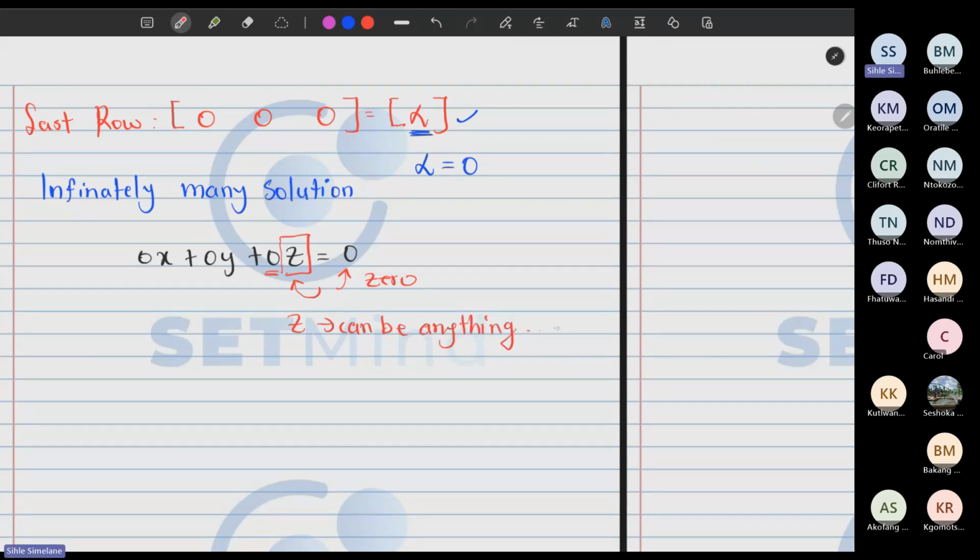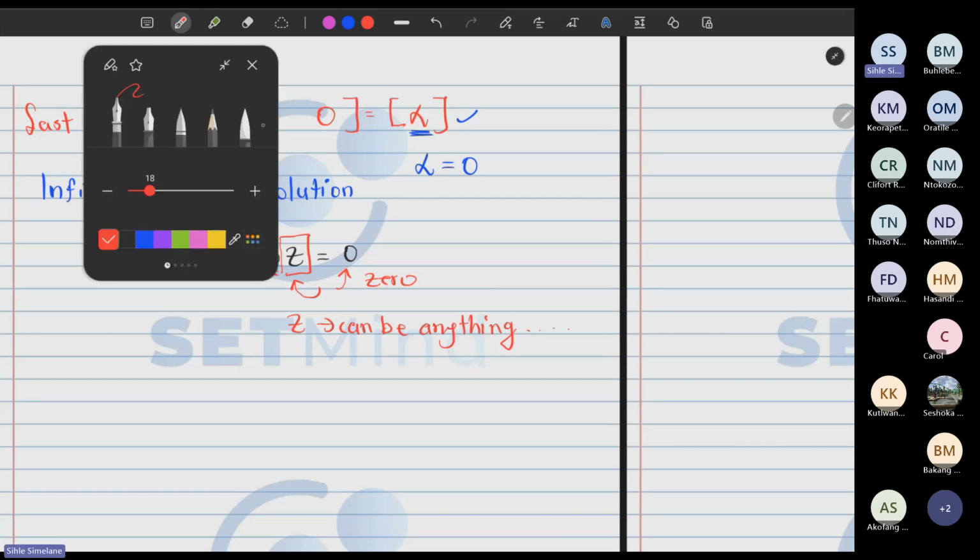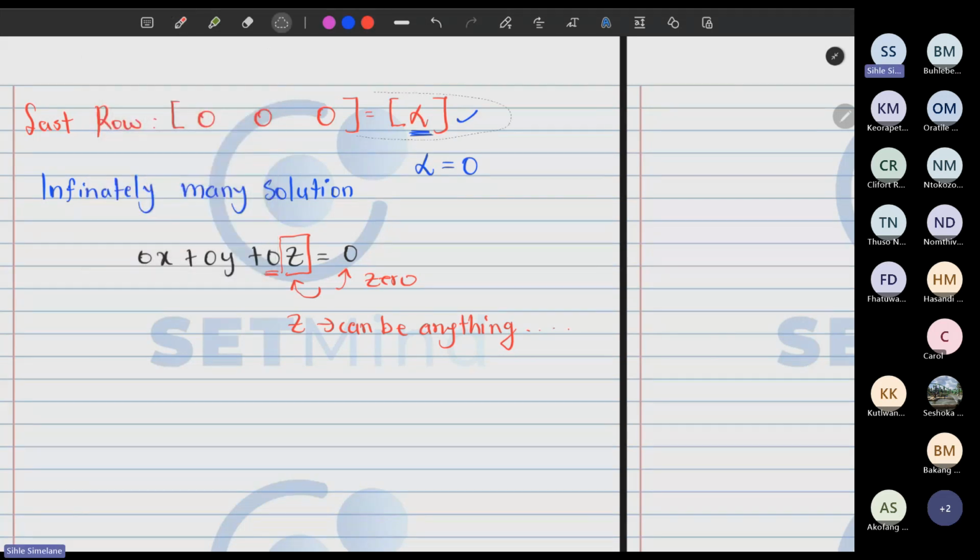So that's why for such a case, we have infinitely many solutions, because Z can be any number. When we multiply it by 0, we will always get a 0. It can be 50,000, it can be 50, it can be 100, it can be 75. That's why when we have zeros like that in the last row, we have infinitely many solutions. And then let's quickly look at the unique solution case.